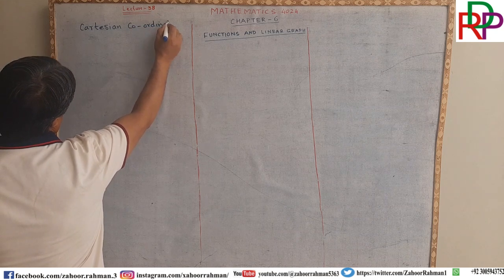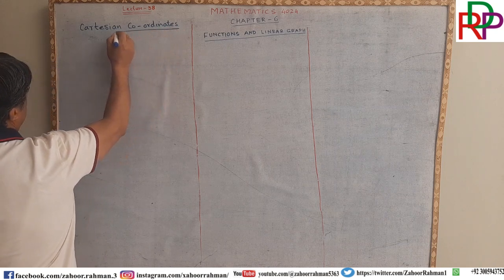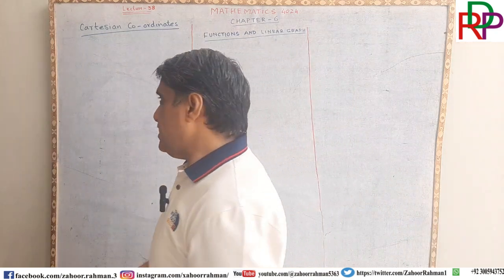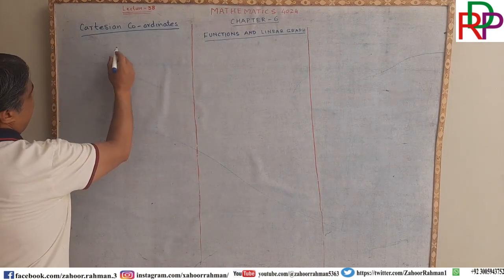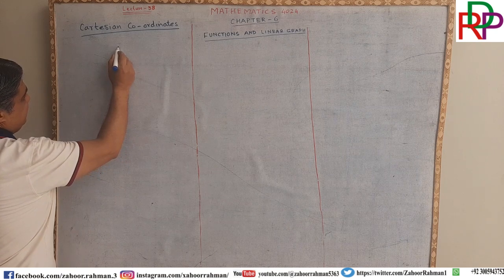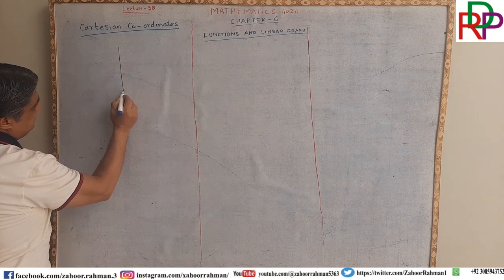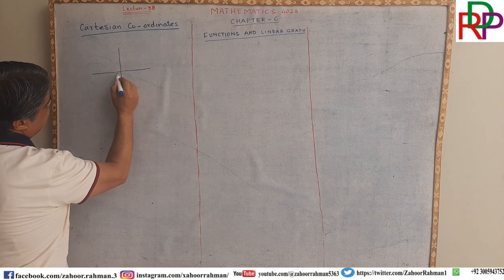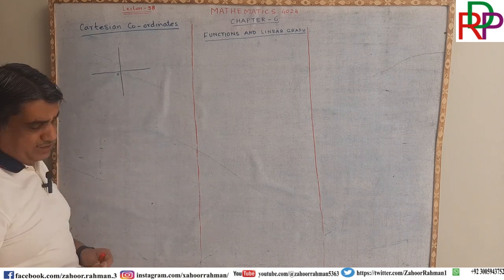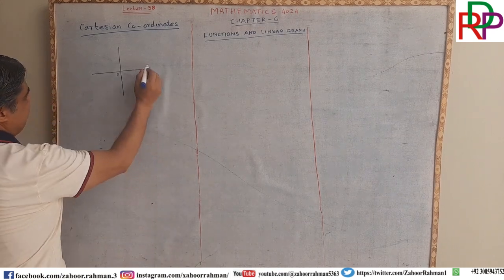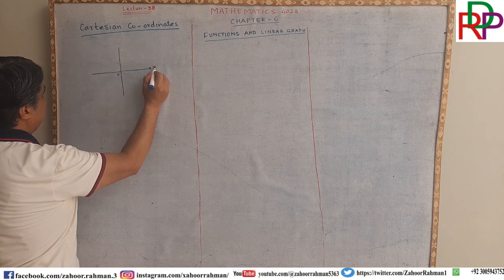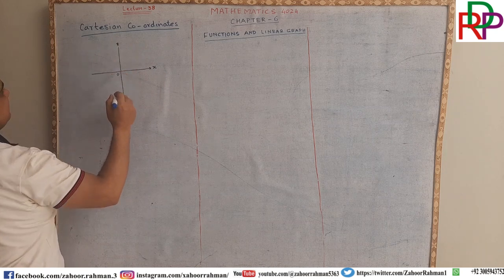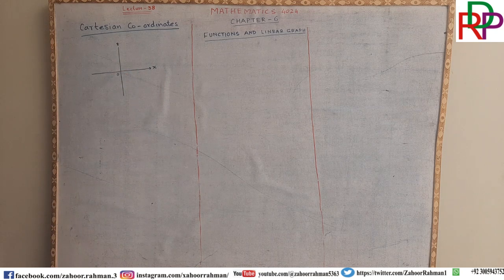Cartesian coordinate system. There are two systems. One is r theta and one is xy. So in this type of system, there are two lines intersecting each other with a 90-degree angle at a point. That point is called origin. The horizontal line is known as x-axis and the vertical line is known as y-axis.